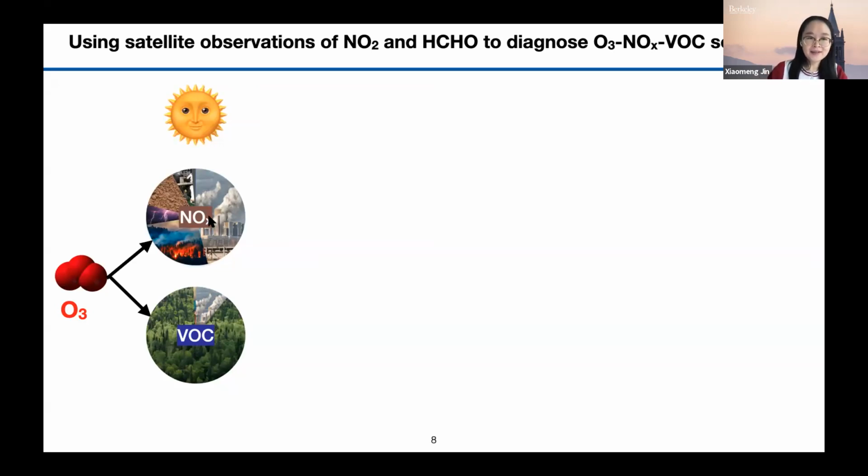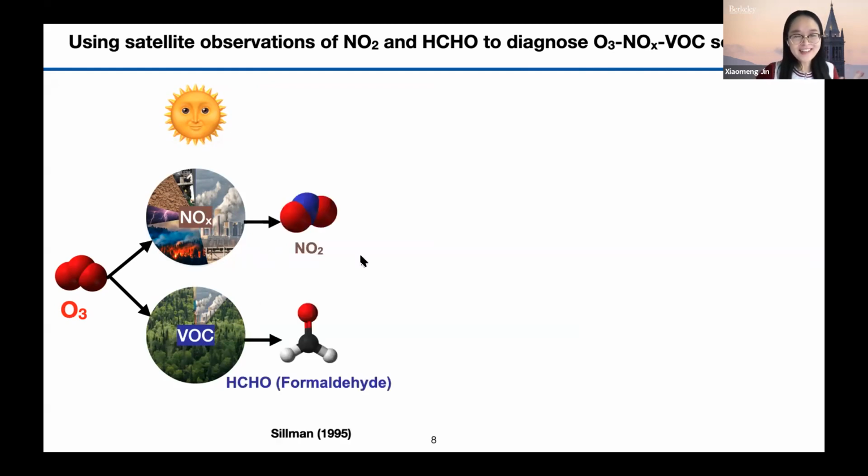So the ozone production is dependent on the relative abundance of NOx versus VOCs. To control ozone pollution, an important question we want to ask is whether the ozone formation is limited by NOx or is limited by VOCs. We know that VOCs consist of hundreds or perhaps thousands of different organic compounds, so it's very difficult to measure all of them.